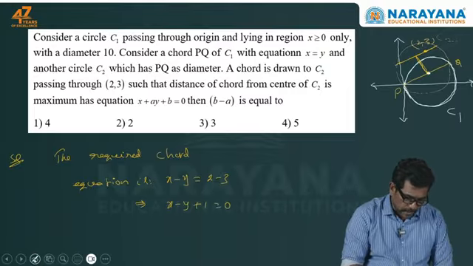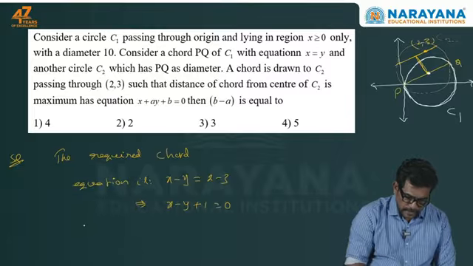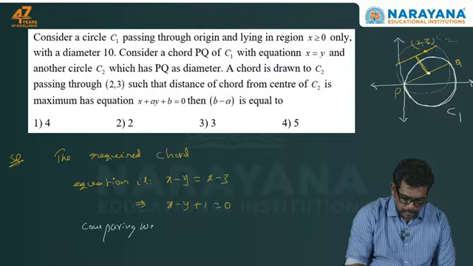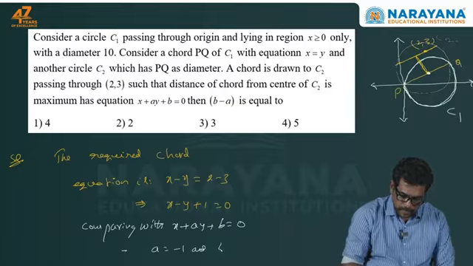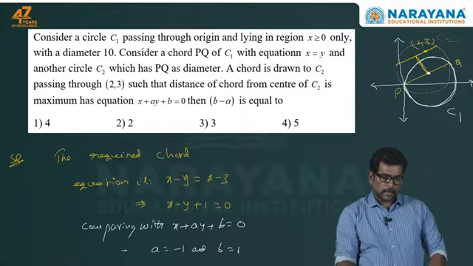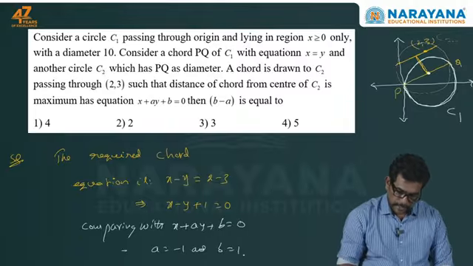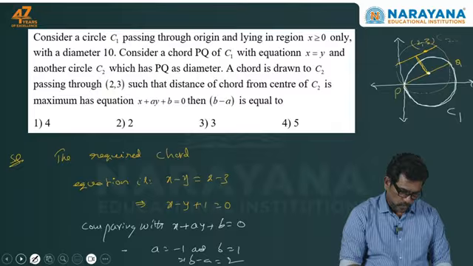Now this is compared with the given equation x plus ay plus b is equal to 0. We get here a is equal to minus 1 and b is equal to 1. Now they asked for b minus a. So b minus a is equal to 2. 2 is the answer.